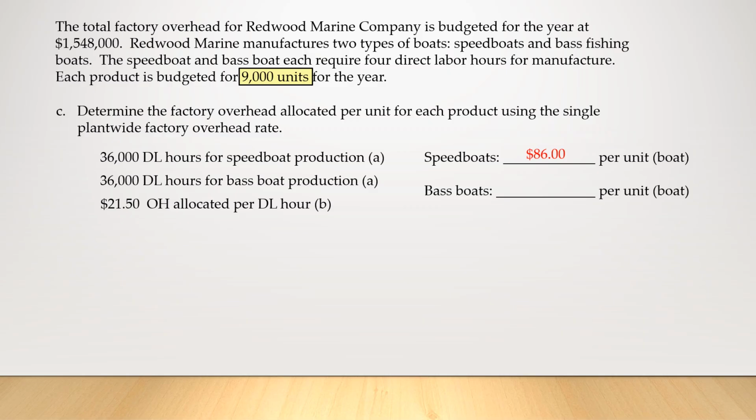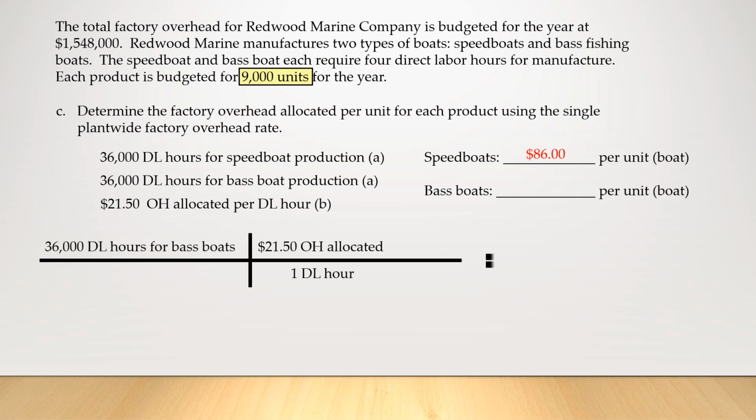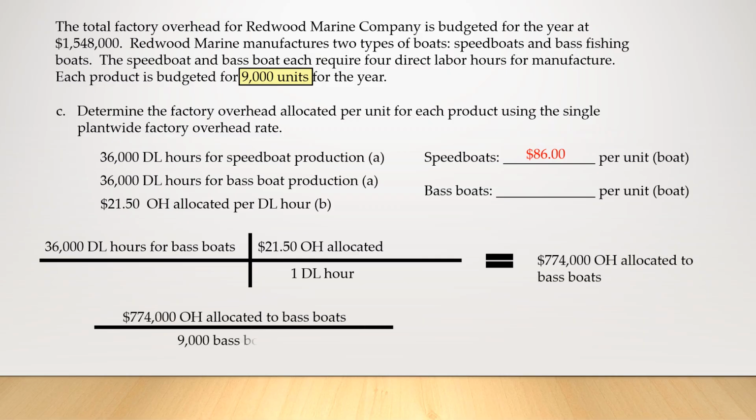We then repeat the process for bass boats. Conveniently, the bass boat figures are identical to those of the speedboats, so both the process and the math computations will be the same. Overhead allocated per bass boat, $86.